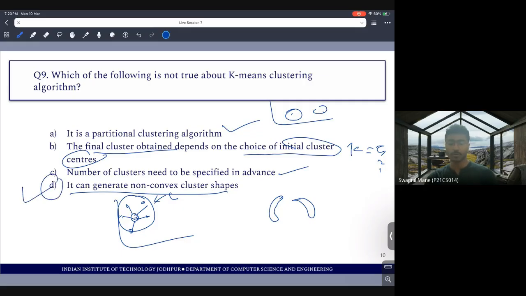It cannot generate non-convex cluster shapes. This is not true actually. It cannot generate the non-convex clustering shape. Yeah, that's enough for today. Are there any doubts you have till now, or any questions?